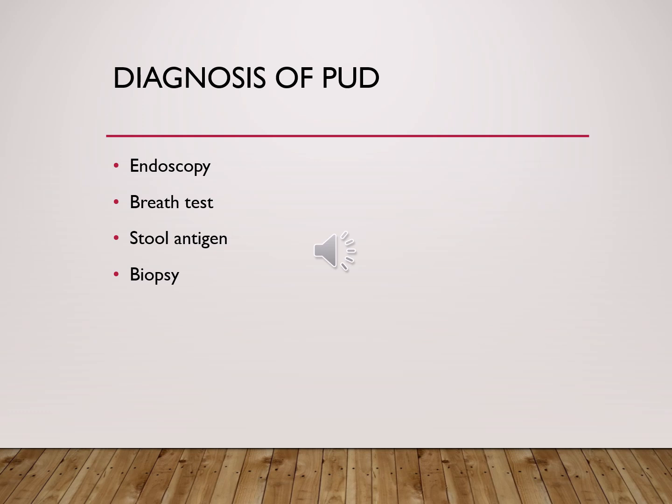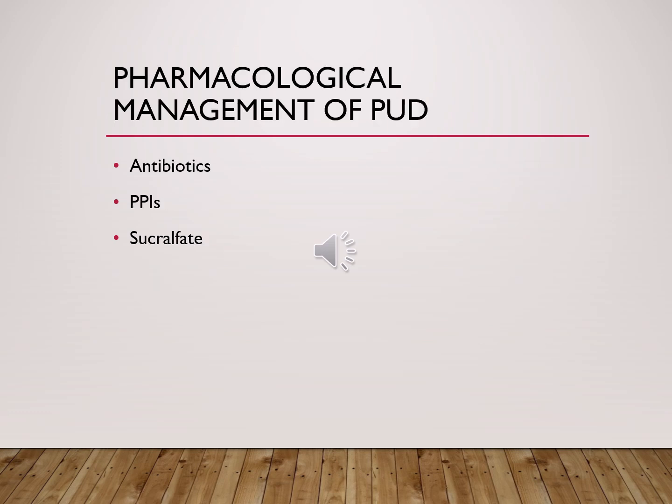Now we will move to the pharmacological management of peptic ulcer disease. We will go to the next slides. Pharmacological management of peptic ulcer disease: antibiotics, PPIs, and sucralfate.